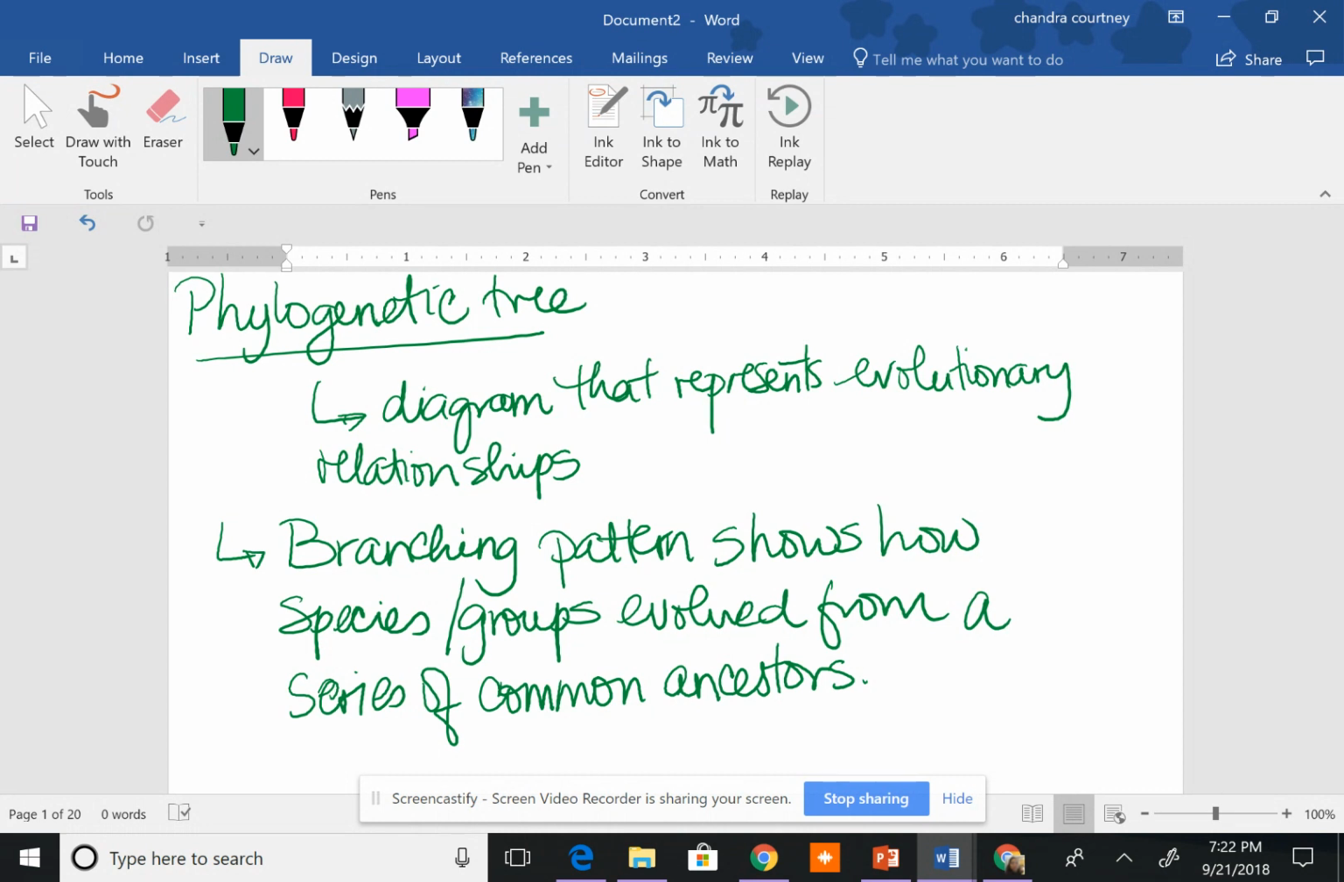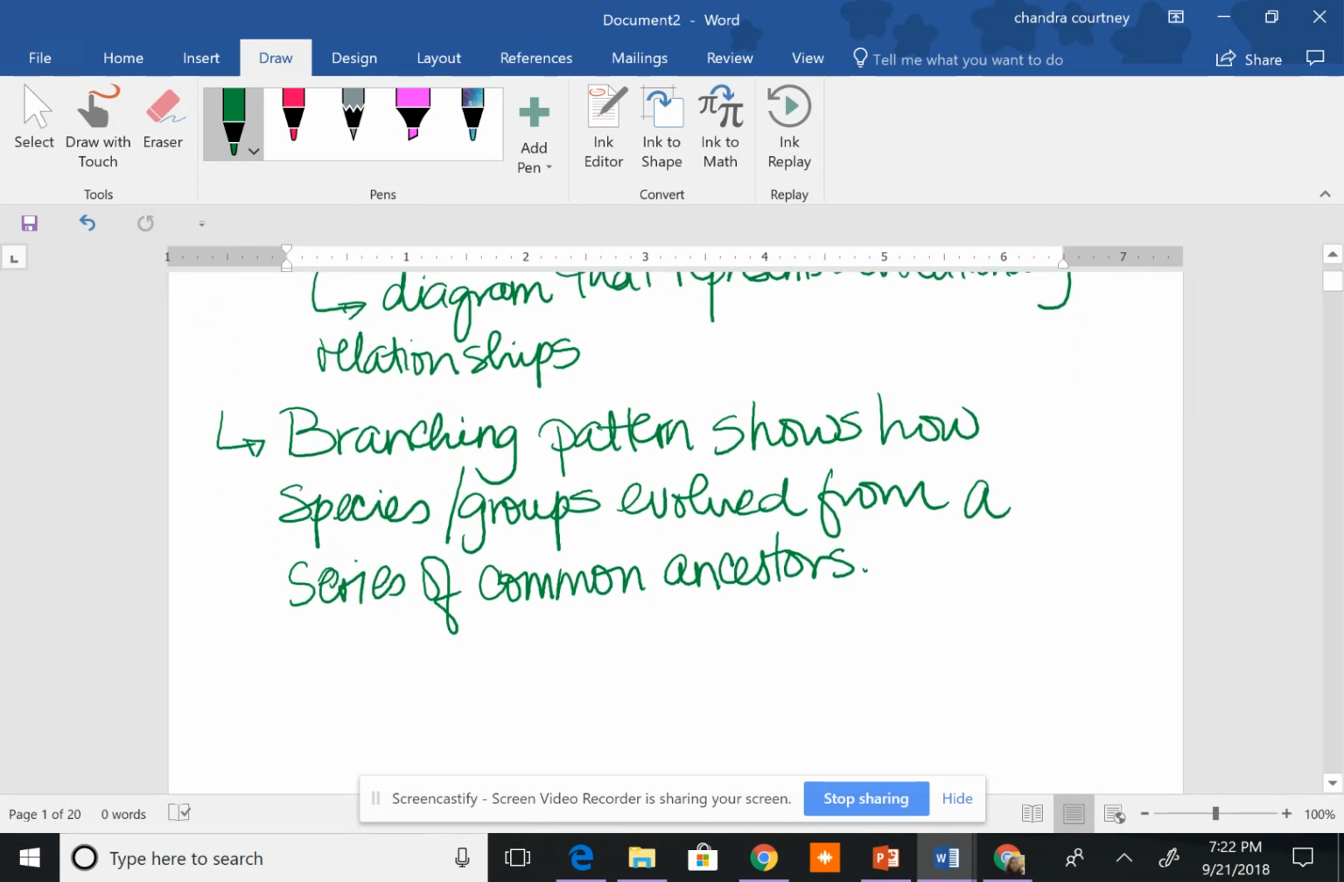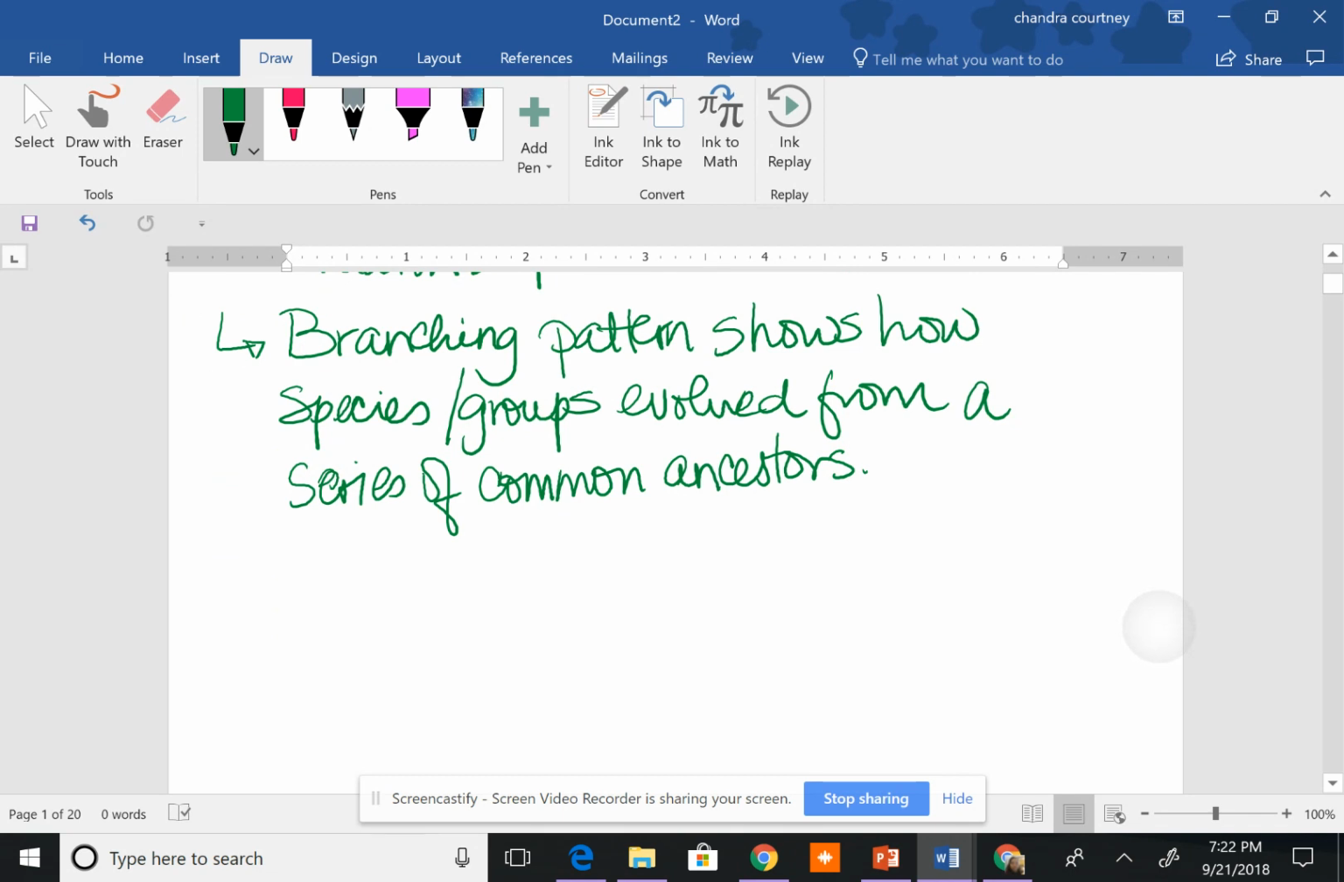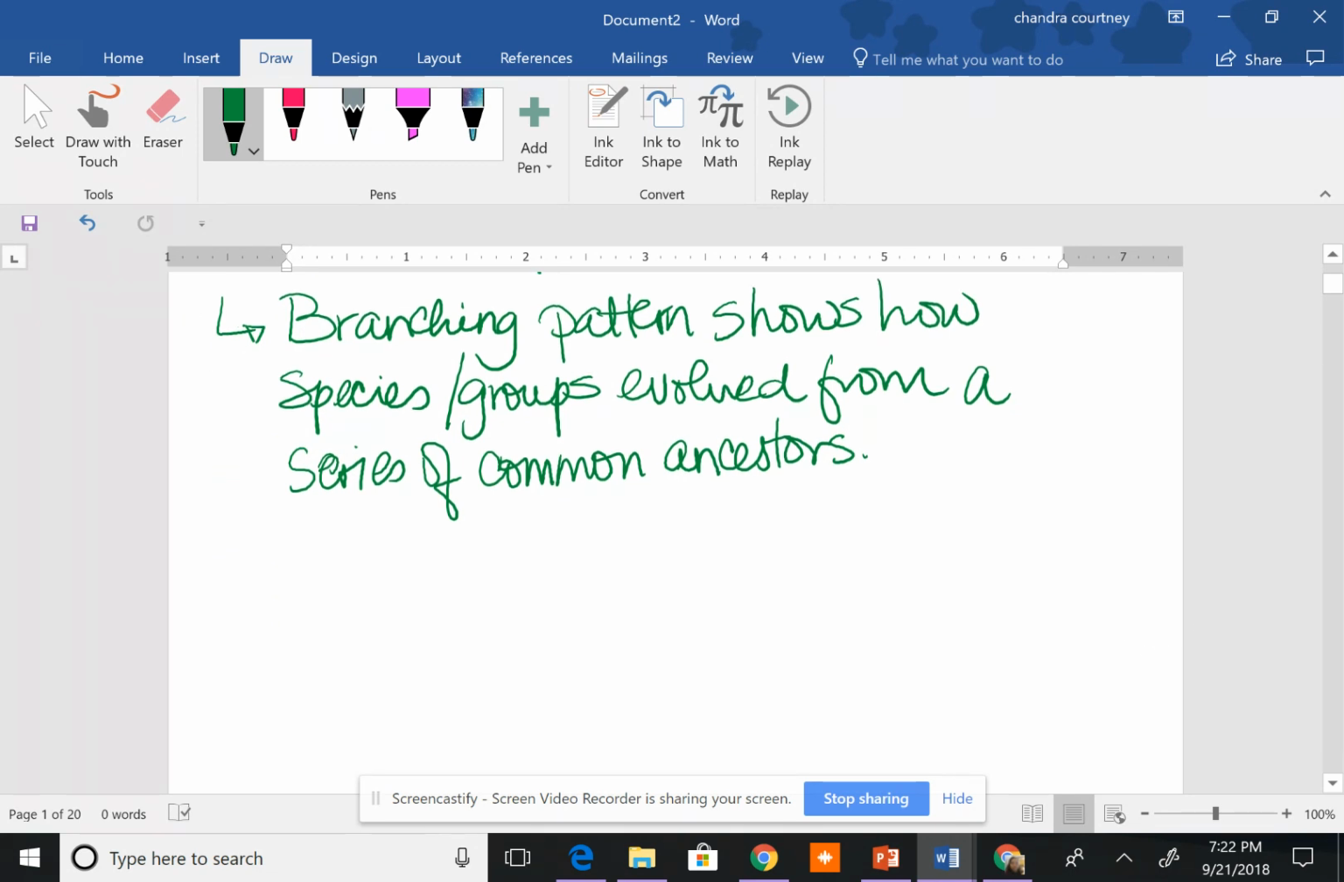Okay, so some things to keep in mind: the more related two groups are, the more recent their common ancestor. The less related they are, the less recent the common ancestor will be.